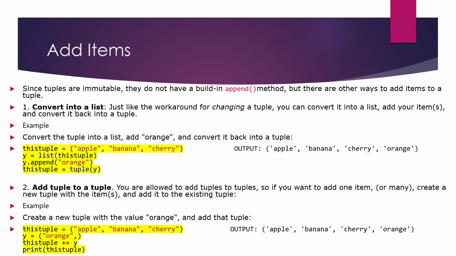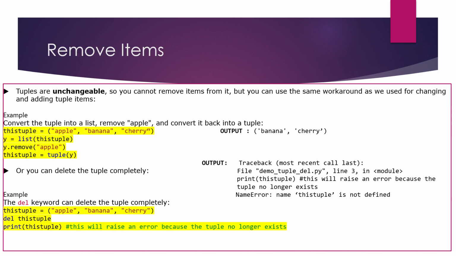So the new tuple will be apple, banana, cherry, orange. Next one is to remove items. As we know that tuples are unchangeable, so you cannot remove items from it, but you can use the same workaround as we use for changing and adding to tuples. We use the same process to remove items.